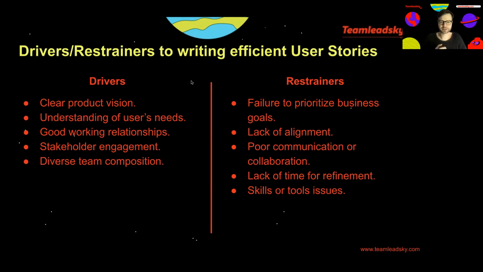Talking about the restrainers, what are our impediments? What doesn't allow us to write good user stories, and what are the factors that we should eliminate in our work? Lack of alignment, definitely, and failure to prioritize business goals. And a couple more topics here. One that I would like to talk about is lack of time for refinement, because this is a very common restrainer, which is present in the work of many teams.